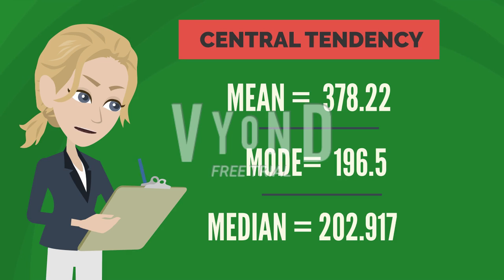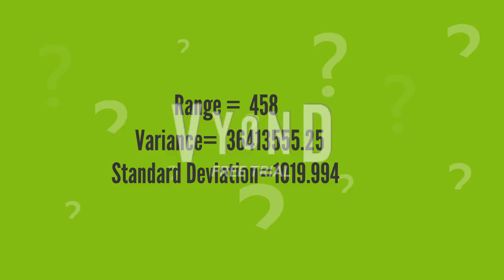Median is the value that lies in the middle of the data when the data set is ordered. If the number of data entries is odd, the median is the middle data entry. If it is even, the median is the mean of the two middle data entries. Therefore, the median for the production, import and export of oil is 202.917. Mode is the data entry that occurs with the greatest frequency. Therefore, the mode is 196.5.